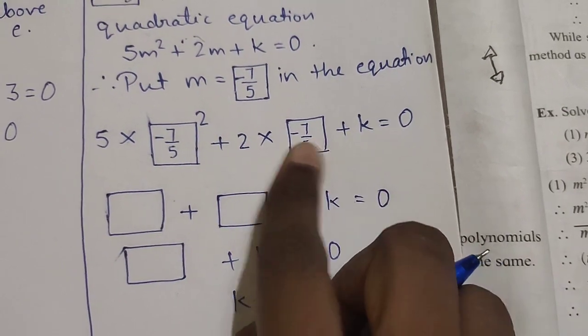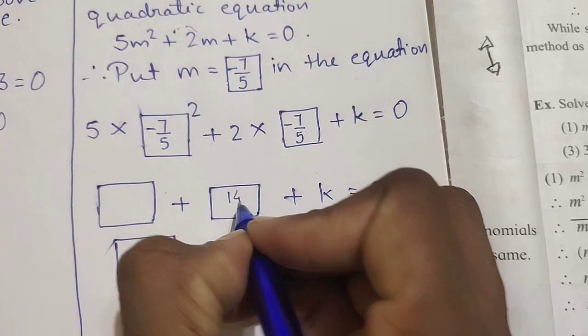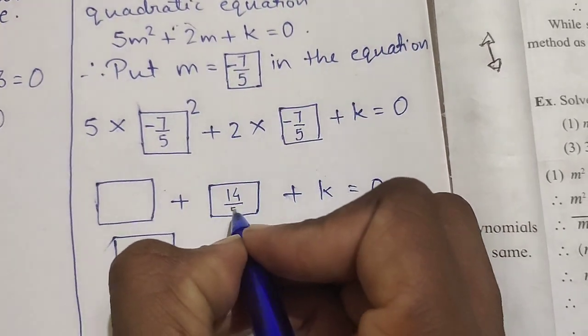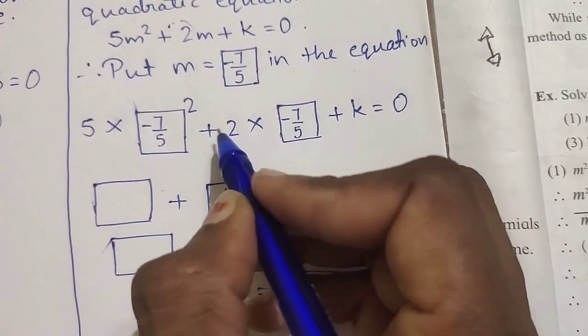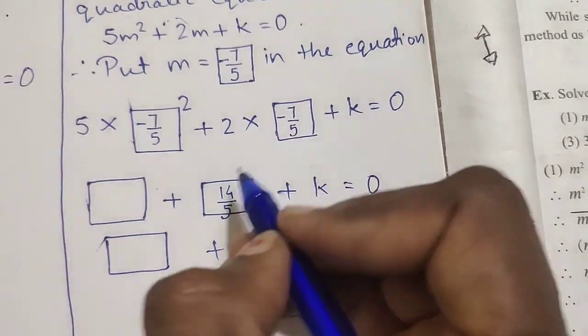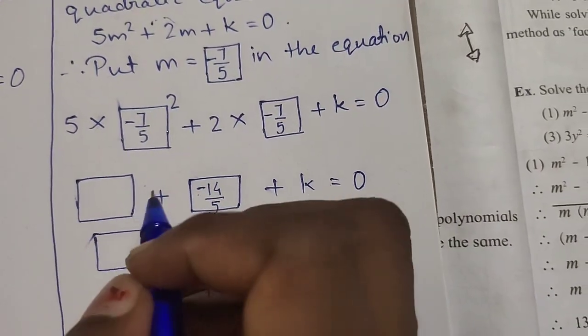So what is the answer of this? You know 2 sevens are 14. So 14 upon 5 is there. Now you can see the minus sign is there, and here plus is already there. So minus has to be there, that is here. Here we are going to put the minus sign.